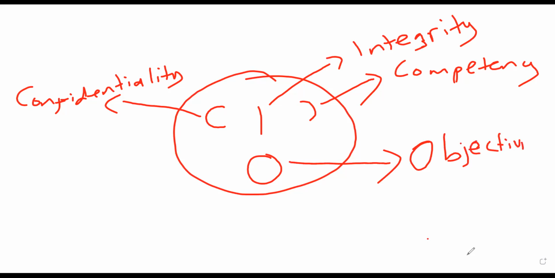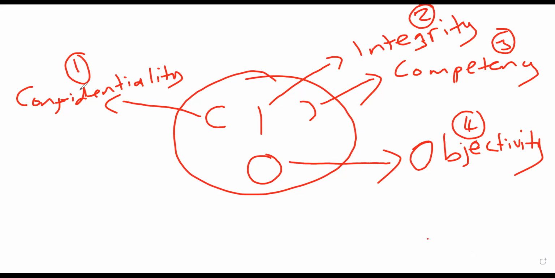Objectivity, like that. So this I would call number one, number two, number three, number four, giving us at least four important principles of the Code of Ethics. Number one, confidentiality. Number two, integrity, competency, and then objectivity. I'll explain all four of them together with their rules of conduct in the slideshow, right?